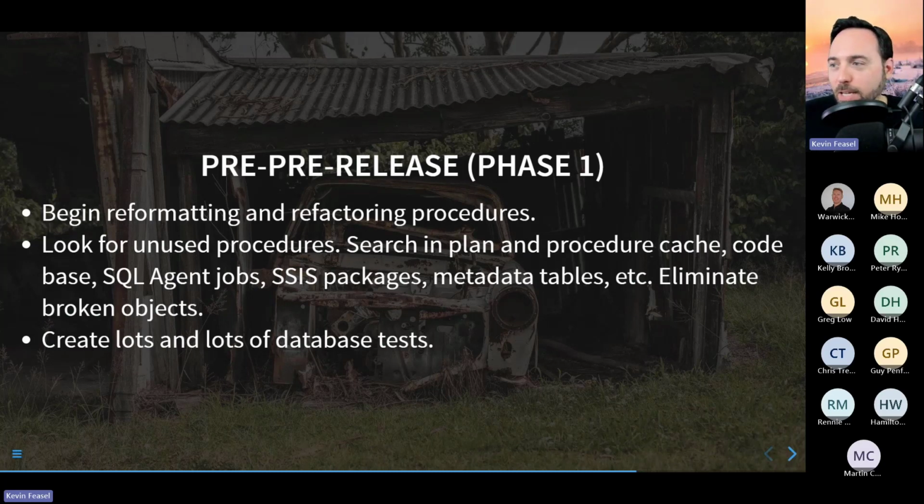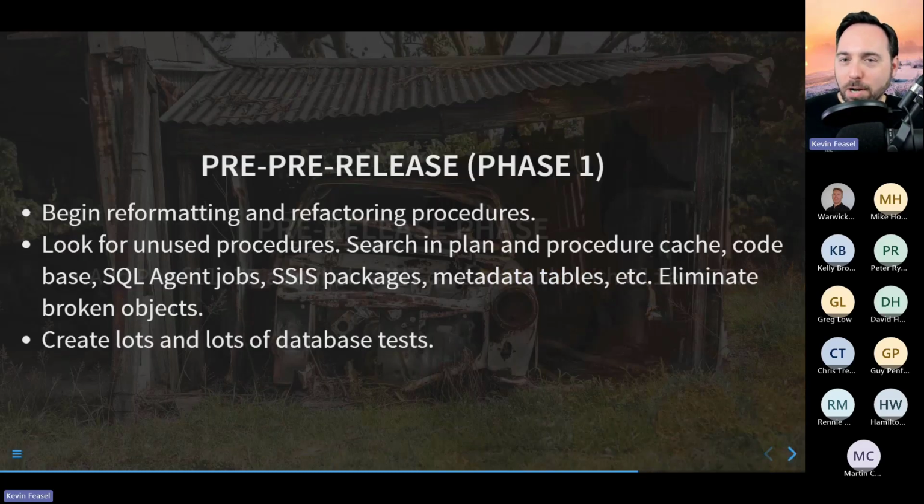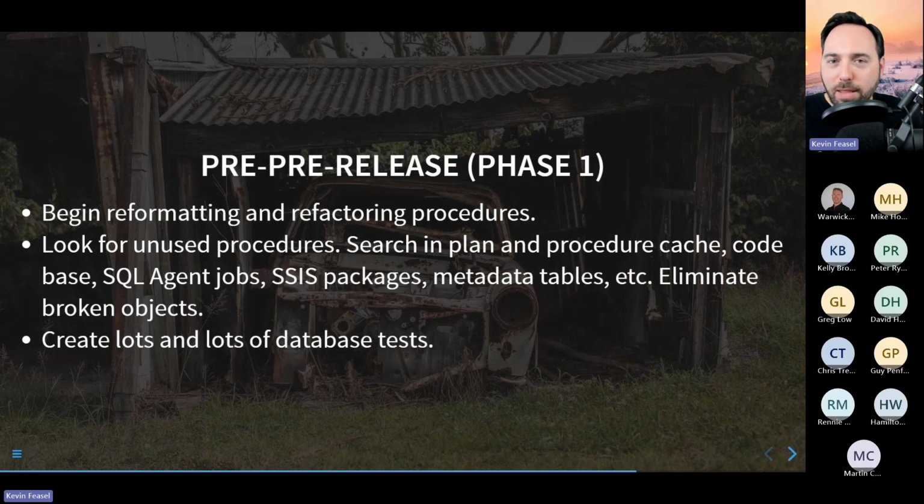SQL agent jobs, SSIS packages, reporting services reports, metadata tables. A lot of this is going to require some expertise in the systems, know what people are using, and eliminate broken objects. Because if you select from the view and you get an error, what that's saying is nobody's selecting from the view. And if nobody's selecting from the view, it doesn't deserve to exist. And we create lots and lots of database tests because we're going to need them. Then in the pre-release phase. So that, by the way, this was probably a matter of about 2 to 3 weeks of just doing this.